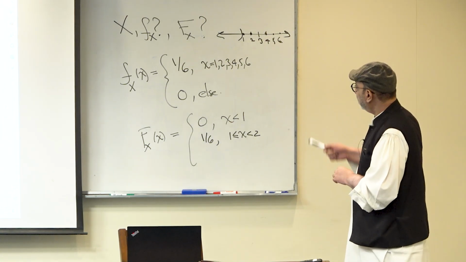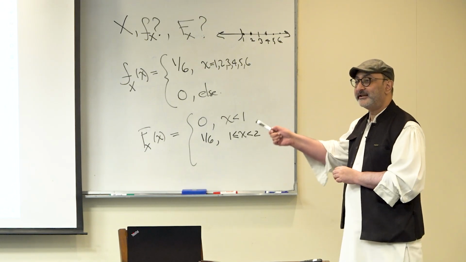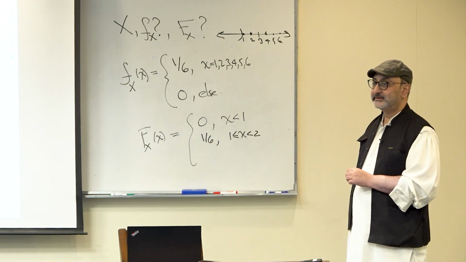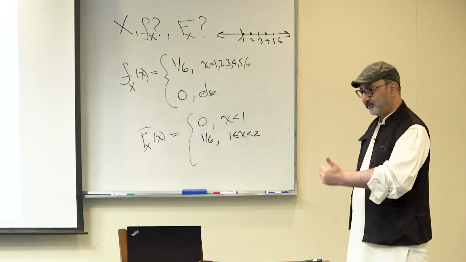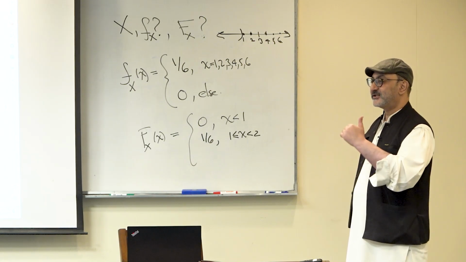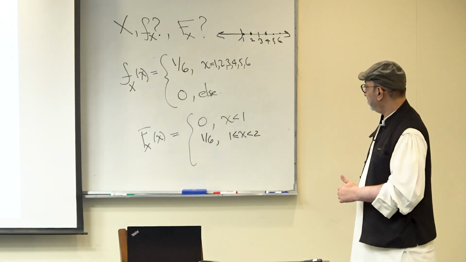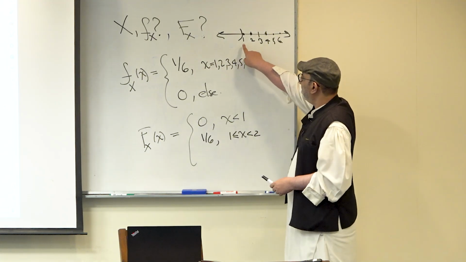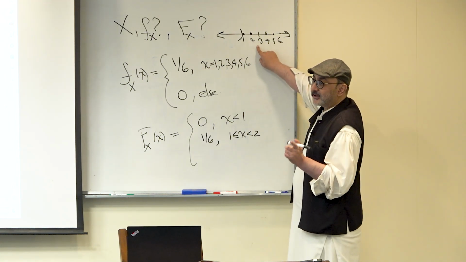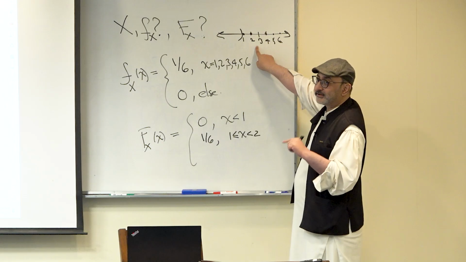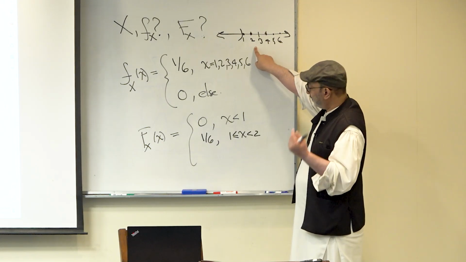Okay. The CMF evaluated at 2 is what? Well, that's supposed to be the probability that x is less than or equal to 2, which means it could either be 1 or it could be 2. So what's the probability that x is equal to 1 or 2? It's 2/6.